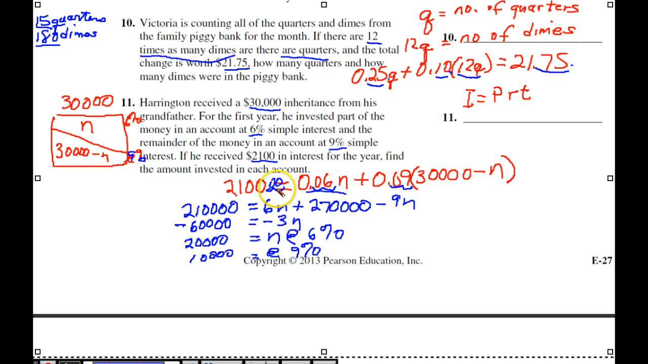We added 2 zeros there. This was that. Multiply, distribute, got this. Now I'm going to combine like terms. I get a negative 3n. I'm going to subtract this from both sides. So I end up with this being negative here. And when I divide both sides by a negative 3, I end up with n is 20,000. So what would be the 9% investment at 10,000?